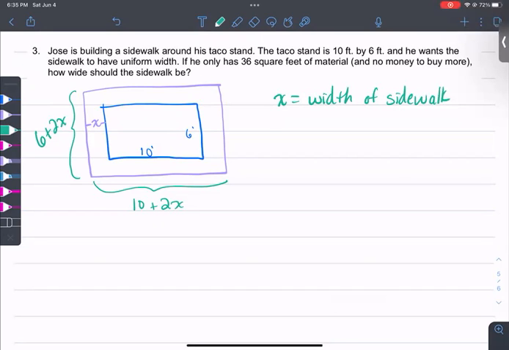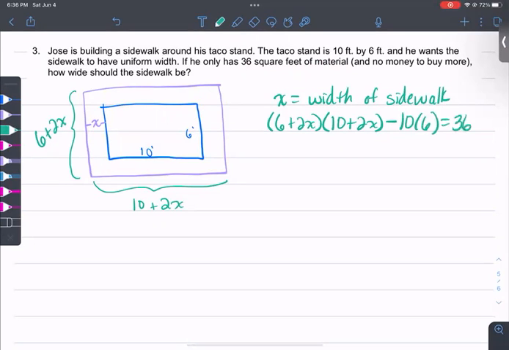And then if I calculate the area inside of the sidewalk, 6 plus 2x times 10 plus 2x, that's giving me all of this area, including the taco stand. But the taco stand would not be sidewalk. So when we consider the 36 square feet of material, that is just for the sidewalk. So I need to take away or subtract out the area of the taco stand, and that needs to be equal to 36.